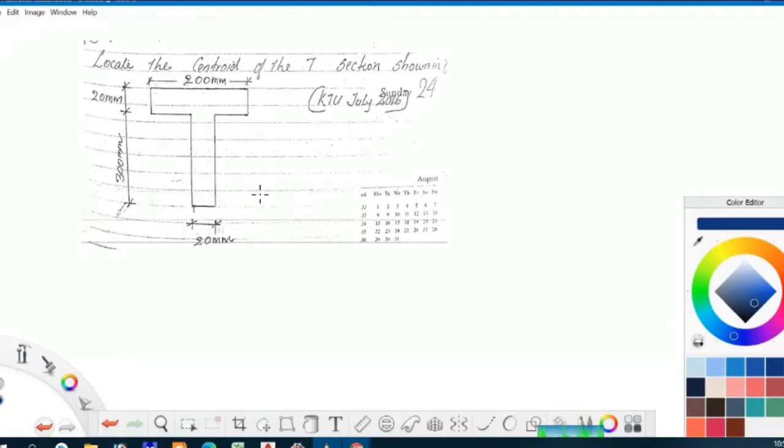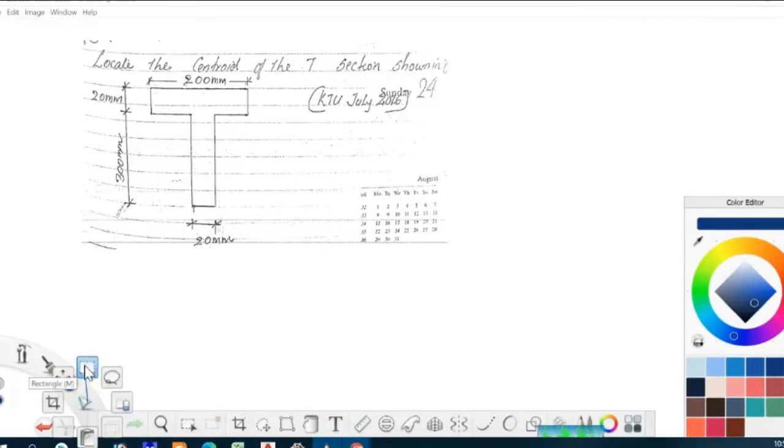Consider a T section with a flange of 200 mm width and 20 mm height, and a web of 20 mm width and a height of 300 mm. All the dimensions are given. It was a question asked in July 2016 by KTU. We need to locate the centroid of the T section.